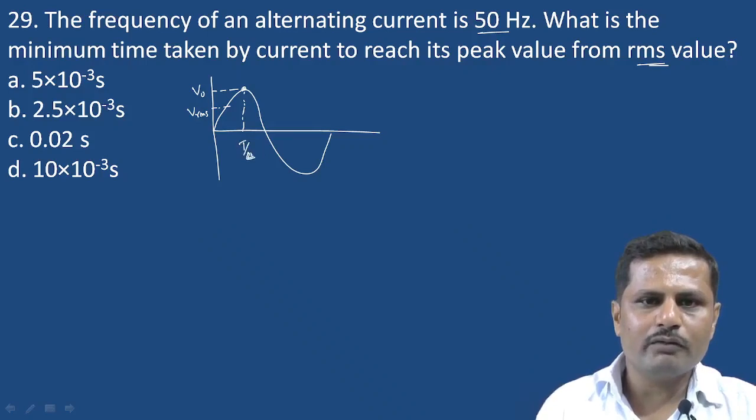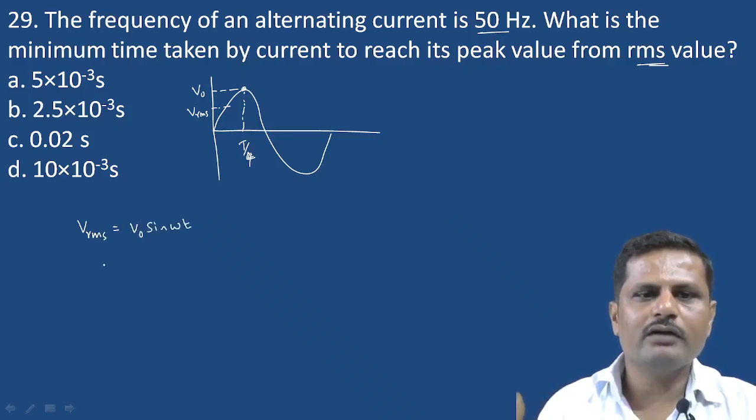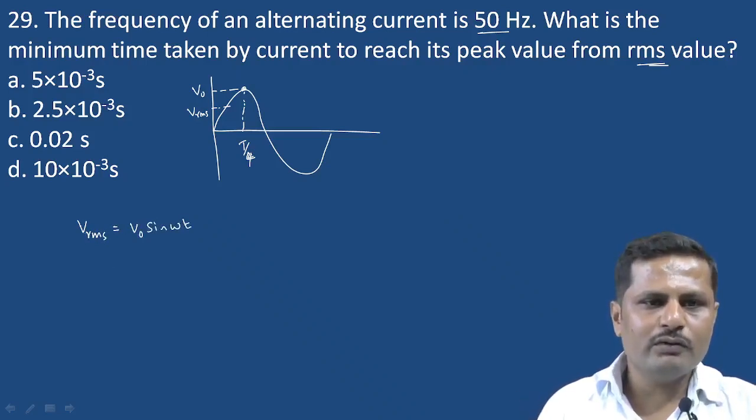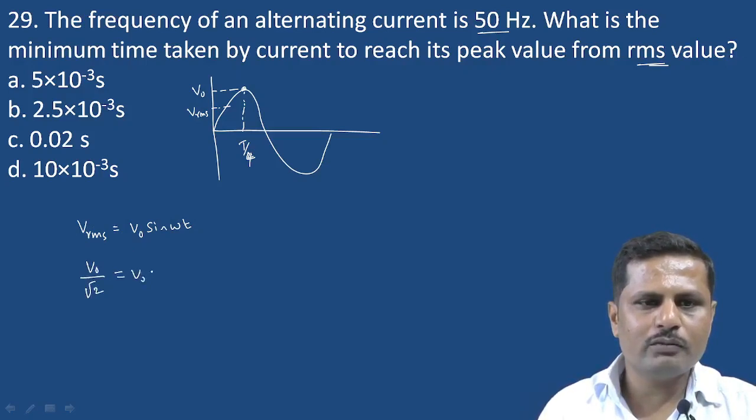So T by 4. Now we know that Vrms is equal to V naught sin omega t. As we know, the relationship between the peak value and the RMS value of the voltage is V naught by root 2. This is equal to V naught sin omega t. Here V naught gets cancelled, and we get sin omega t equals 1 by root 2.